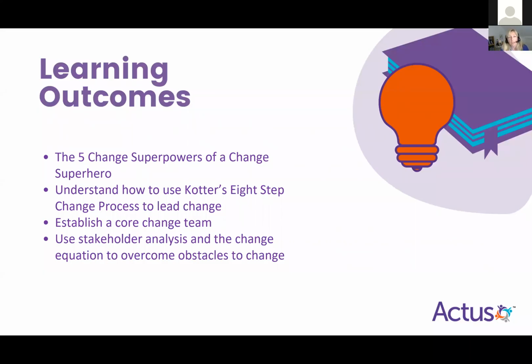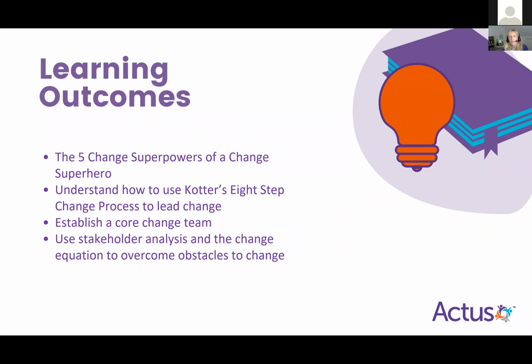Today's webinar is all about culture change and how we can manage culture change effectively. The learning outcomes, or the topics that we're going to cover, I will be going through at a reasonable pace, but there's plenty of other materials that you can refer back to. So we're going to do a whistle stop tour through the 5 change superpowers of being a change superhero.